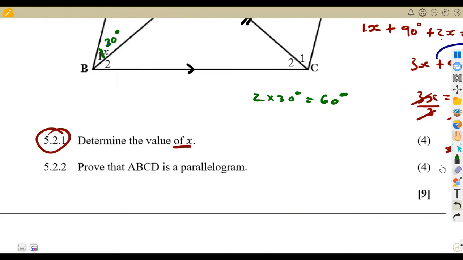Okay, let's see. The other question was to prove that ABCD is a parallelogram, okay?